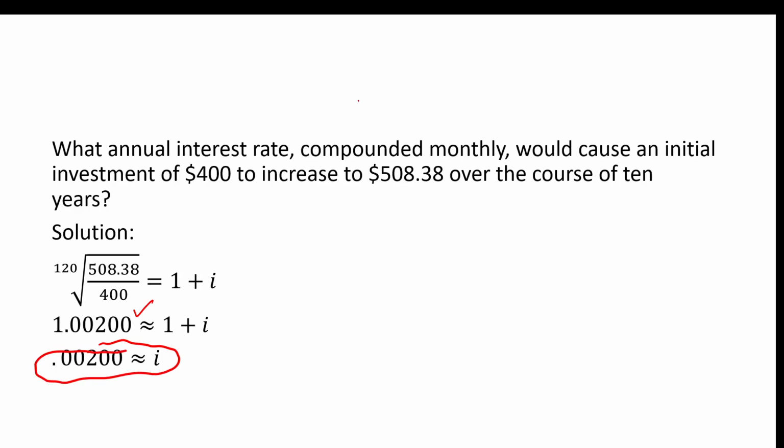0.00200. Now, if you go back a few slides, there was a slide that said that in the case of a monthly interest rate, I would be equal to the annual interest rate divided by 12. So if I is equal to 0.00200 and we want to know the annual interest rate, what we're going to have to do is multiply both sides by 12.